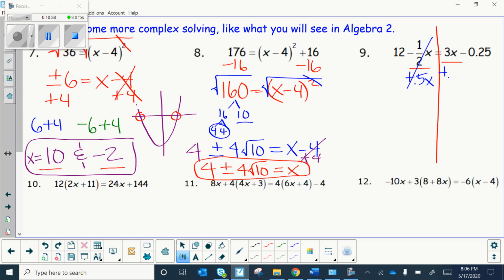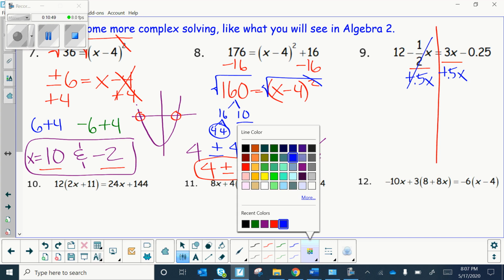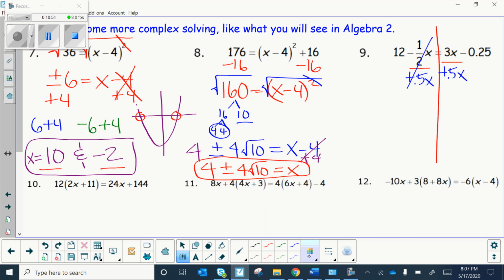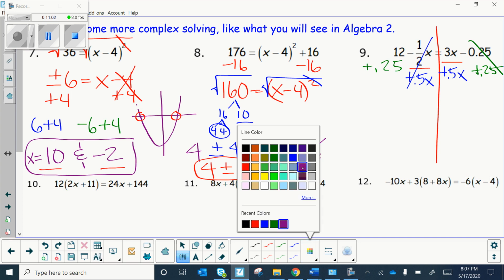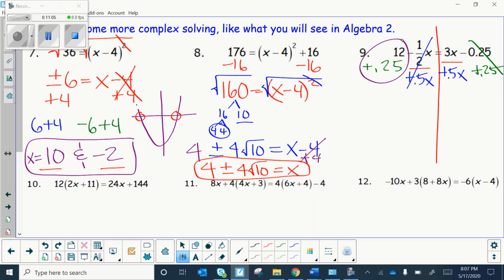So I'm going to add 0.5x. That'll cancel out. Whatever I do to one side, I have to do to the other. And you can get rid of the minus 0.25 in this step too. I can do that and use a different color so you can see where I'm working with that. I'm going to add 0.25 to cancel that out. Whatever you do to one side, you have to do to the other. So I have now, I'm going to add these because this is canceled. So 12 plus 0.25 is just 12.25 equals, this is canceled, so 3 plus 0.5 is 3.5x.